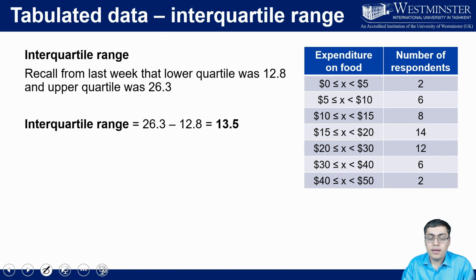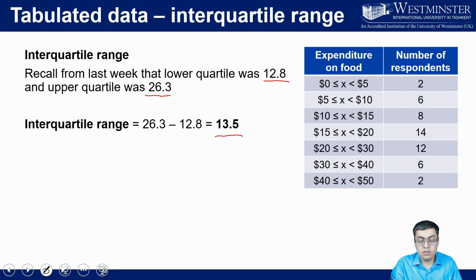Interquartile range has a similar concept, but this time we're finding the range between the two quartiles that we have. So this is an example from last week, and the lower quartile was 12.8, upper quartile was 26.3. You just take, again, the difference between them. In our case, the interquartile range is 13.5.